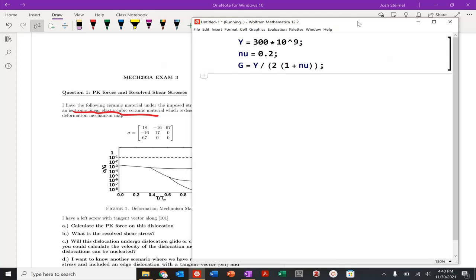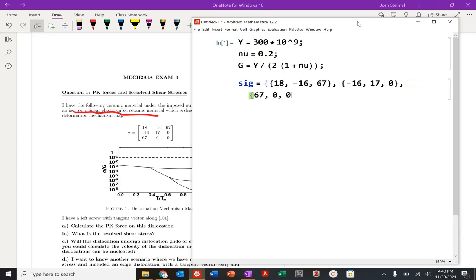We've also got my stress state, sigma, which is 18, minus 16, 67, then minus 16, 17, 0, and finally 67, 0, 0, times 10 to the 6. So that's my stress state there. And you can also see we have a deformation mechanism map. I also have a left screw with the tangent vector t equal to minus 1, 0, 1.